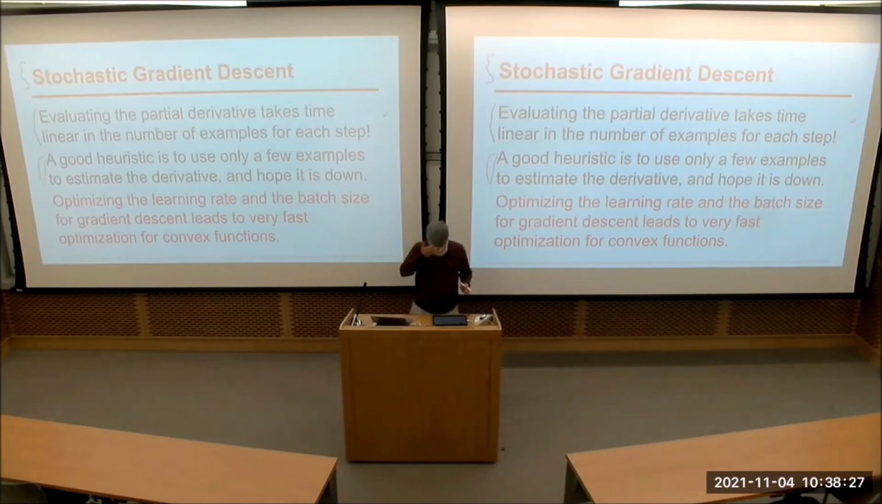The good thing is, if instead of using 1,000,000 examples to compute the partial derivative, I estimate it with 10 examples, my partial derivative calculation is much faster than the old one. What's the bad thing about that?